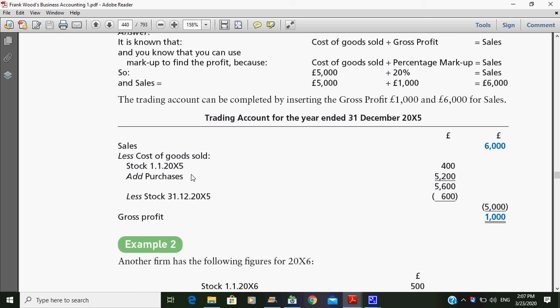Good? If you don't get it, go back to it, please. So instead of using gross profit here, it can be replaced with the 20% markup.